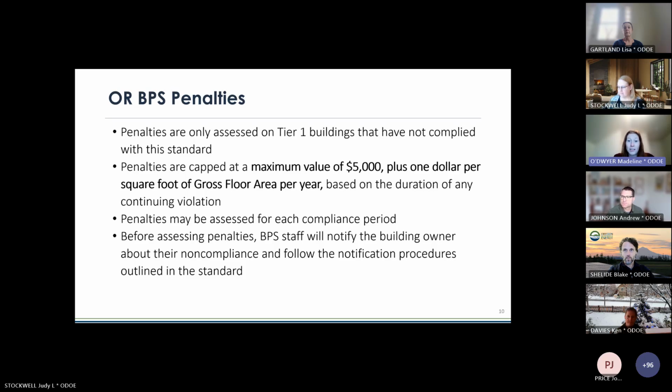If that line of communication is not open and there are no plans, there are penalties for tier 1 buildings. The maximum value of those penalties for tier 1 buildings is $5,000 plus $1 per square foot of the gross square foot floor area per year. And this penalty can be for the duration of any of the continuing violations. It should be noted that tier 2 buildings do not have the same penalties. Next slide, please.